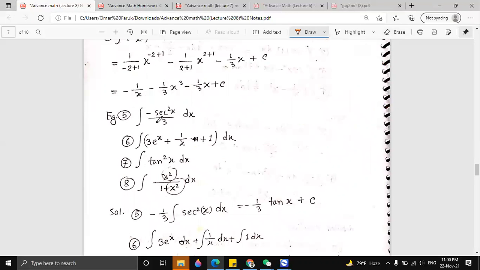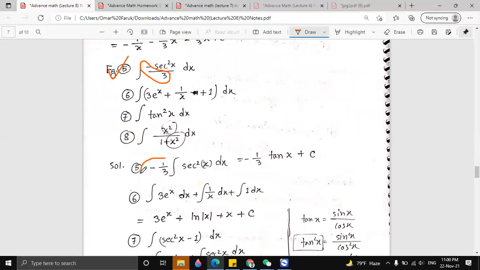So here we have integration of minus sec square x by 3. Again, you can take this constant out of the integration sign. Then we have sec square x. Integration of sec square x is tan x. Do you remember from the formula? Yeah. Okay. So then we get minus 1 by 3 tan x plus c.